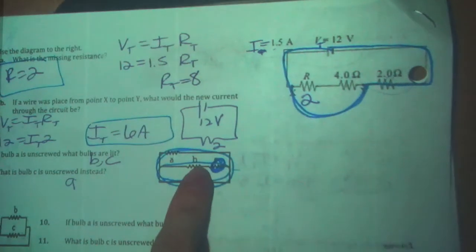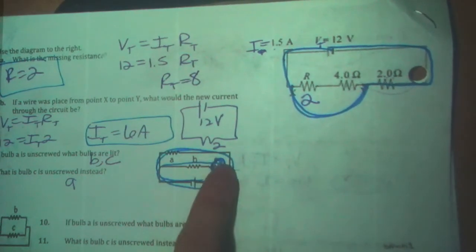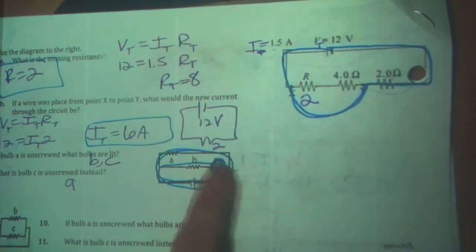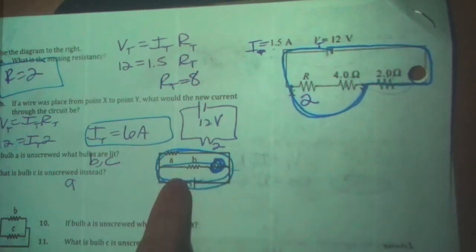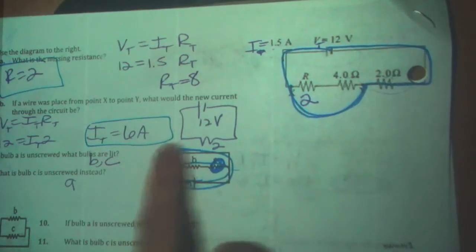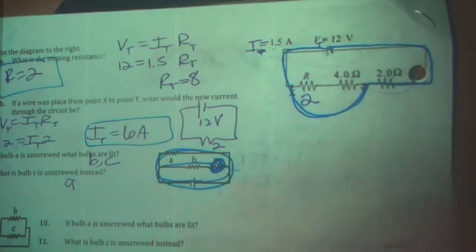If B is unscrewed, it might be tempting to say the current would go until it hits this hole, but if there's any hole in that loop, then there'll be no current in that loop. So no current would flow in the first one, it would just flow in the closed loop through A.